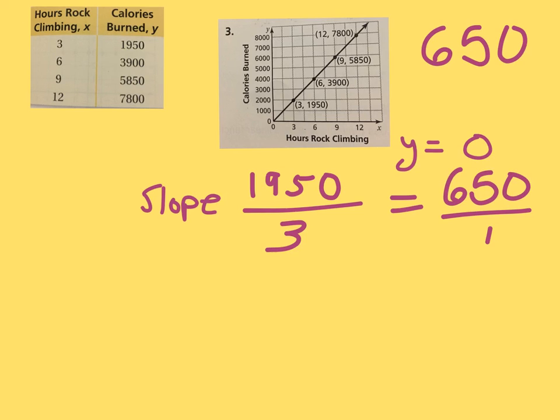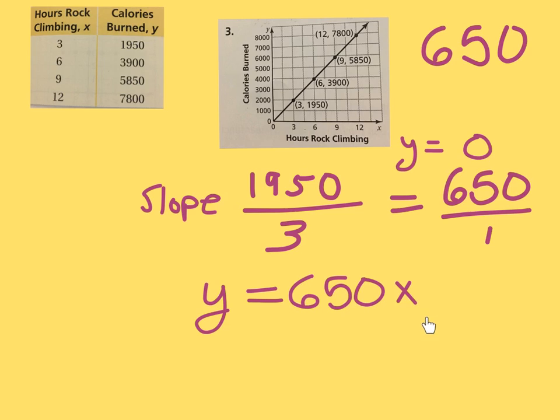So our equation is going to be y equals 650x. I don't need the 1 underneath. It's 650x plus our y-intercept, but I'm not going to write it because I'm not adding anything. I'm just adding the 0 where it crosses, right? So this is my equation right here. y equals 650 times x.